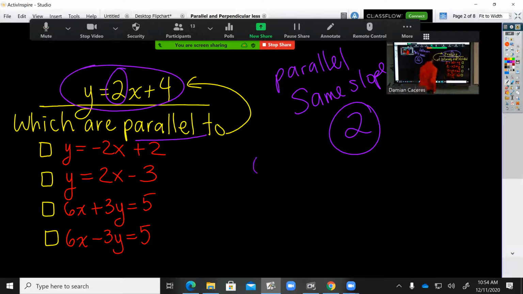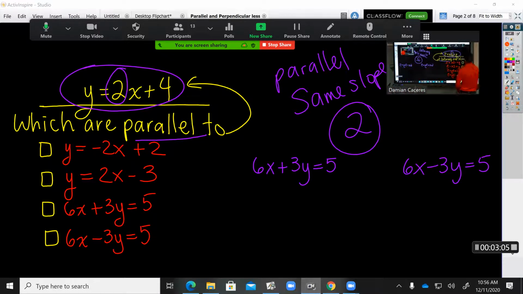But for letter C and D, you have to get the y by itself before comparing the slopes. So, 2 steps to getting the y by itself. Subtract the x and divide by the coefficient on the y. Try it. I'll give you a couple of minutes.